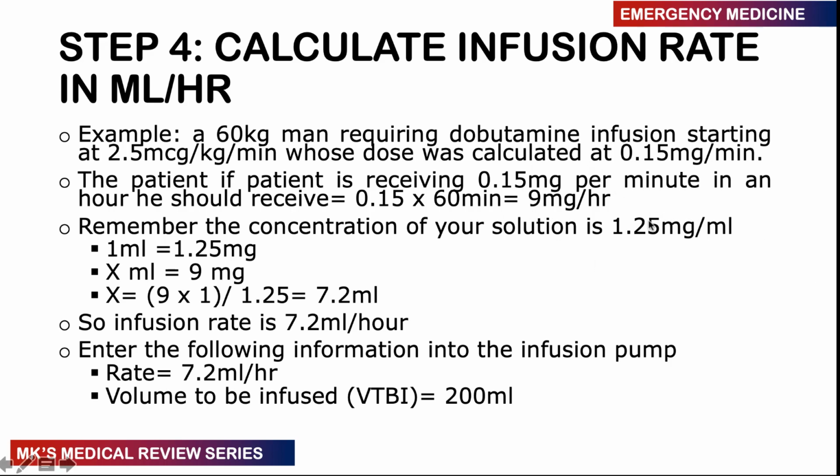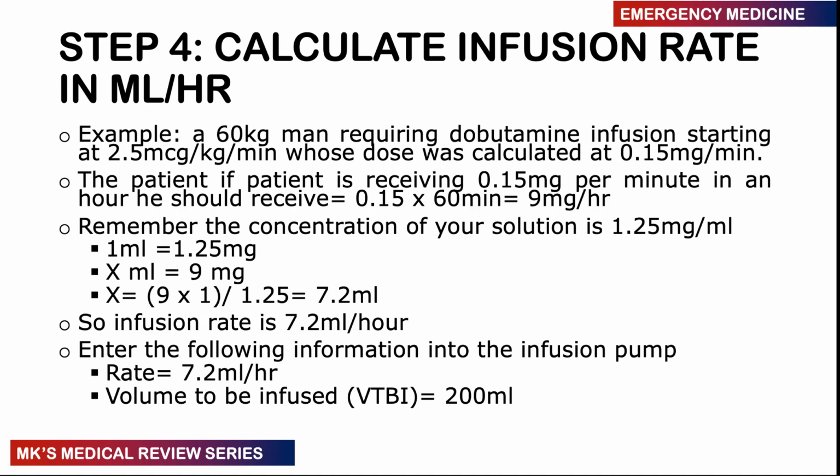But remember, in the solution that we have created, 1 mil gives us 1.25 milligrams. So how many mils do we need to make 9 milligrams? So 1 mil is equal to 1.25, 9 milligrams is equal to x. So x multiplied by 1.25, 9 multiplied by 1, then you divide both sides by 1.25. This is simple math. If you've made it to medicine at this particular stage, I don't think you should have problems with this. So 9 multiplied by 1 divided by 1.25 gives us 7.2 mils. So for this person to receive 9 milligrams of the drug, you give 7.2 mils.